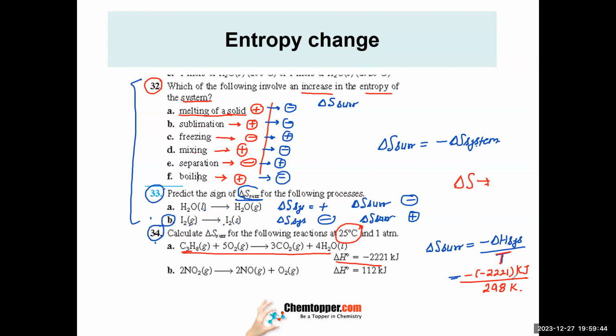Work out the units from this equation. In fact, delta H generally is given as kilojoules per mole. Right now it's not given, otherwise it's given like this. So the unit will be joules per mole Kelvin. That's the unit of delta entropy. Remember this unit from this equation. But right now, this is given to me in kilojoules, so it is kilojoules per Kelvin. That's the unit.